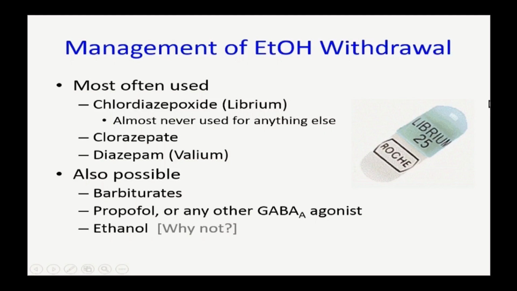But you could use any GABA-A agonist. You might even use ethanol to treat ethanol withdrawal. There are certainly hospitals out there where routinely, if that person is known to chronically consume alcohol, they're given as part of their meals a bottle of wine or a can of beer.